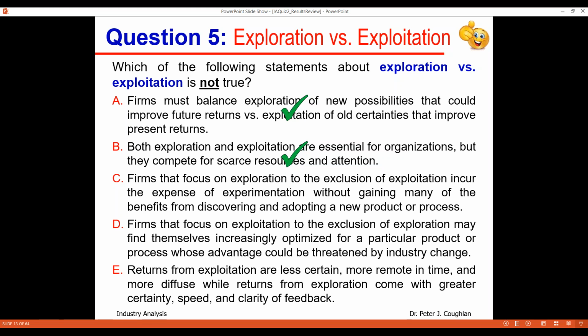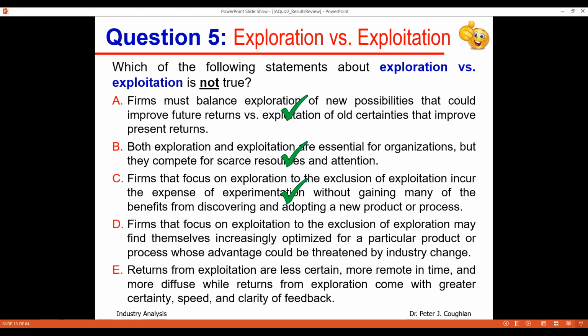C: Firms that focus on exploration to the exclusion of exploitation, right? So you're focusing on new opportunities as opposed to maximizing the benefit of the existing, known technology. Such firms incur the expense of experimentation without gaining many of the benefits from discovering and adopting a new product or process, right? That is true. In other words, if you focus only on exploration, you're going to discover new things and never get to use them, or never optimize using them. Discovering new ideas but never putting them into optimal practice, that's the danger of doing too much exploration.